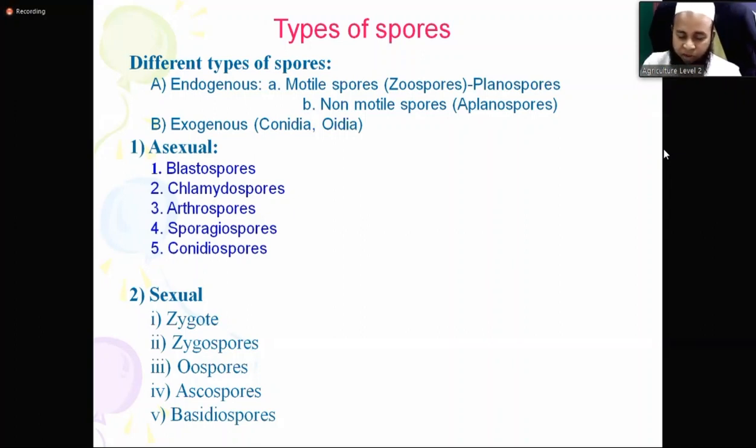Please move your lips to read this out: blastospore, chlamydospore, arthrospore, sporangiospores, and conidiospore. In case of sexual spores, it is zygospore, oospore, ascospore, and basidiospore. Sexual spores are zygospore, oospore, ascospore, basidiospore.